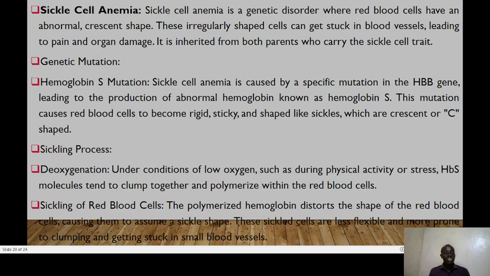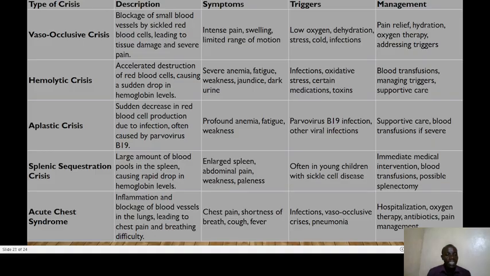So the sickling process normally begins with deoxygenation, where under conditions of low oxygen, such as during physical activity or stress, hemoglobin S molecules tend to clump together and polymerize within the red blood cell. And this normally results in sickling of the red blood cell, where the polymerized hemoglobin distorts the shape of the red blood cells, causing them to assume a sickle shape. These sickled cells are less flexible and more prone to clumping and getting stuck together in the blood vessels.